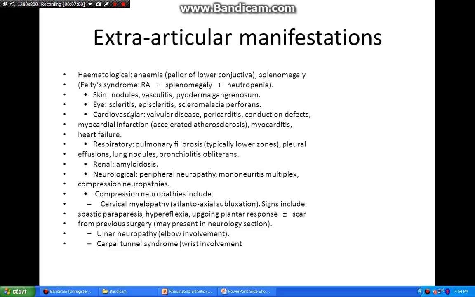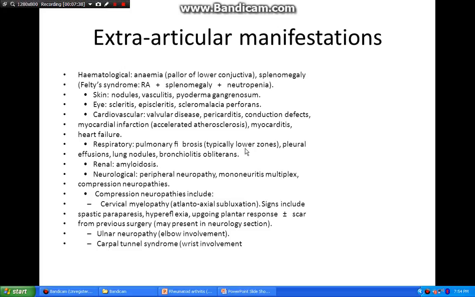There is a long list of extra-articular manifestations. There can be hematological, like anemia, so you have to look at the conjunctiva for any pallor. Splenomegaly, that is Felty syndrome, which is rheumatoid arthritis plus splenomegaly plus neutropenia. Skin: there are nodules, vasculitis, pyoderma gangrenosum. Eye: you have to look for scleritis, episcleritis, scleromalacia, perforations. So these are the cardiovascular. Also there can be pericarditis, valvular disease, and there is also a chance of MI. Heart failure can also be there.